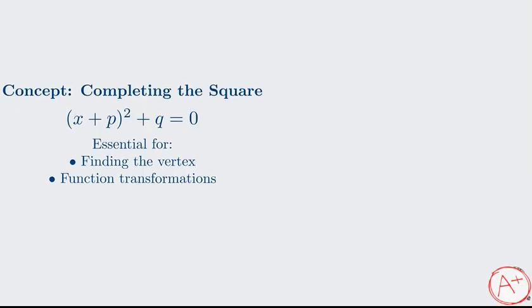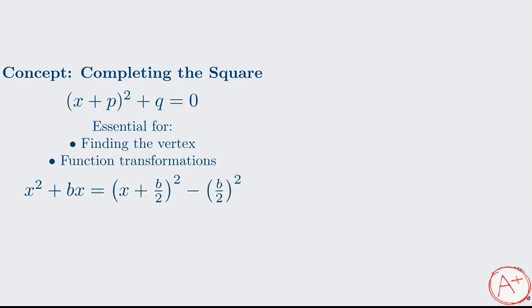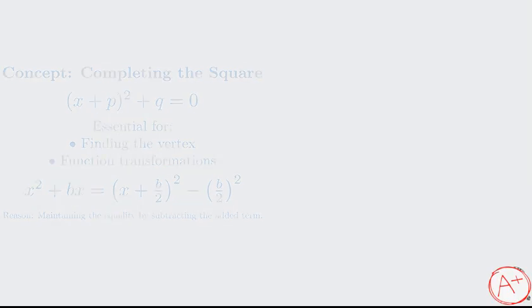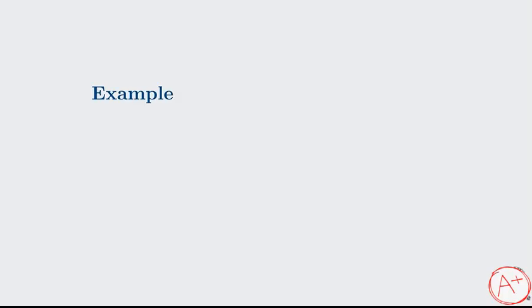The general form is x squared plus bx equals (x plus b over 2) squared minus (b over 2) squared. The reasoning is that we create a perfect square trinomial. We take half of the coefficient of x, square it, and then subtract it to maintain the equality. Let's solve an example step by step.